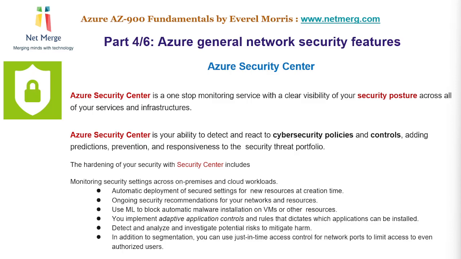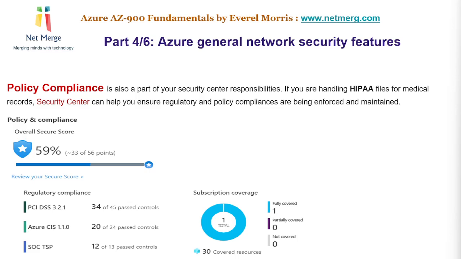You can also use just-in-time access to control network ports to limit access by unauthorized users. If you can limit the time that an authorized person can spend on your particular network, especially your mission critical network, that is also a plus. So you get all these cool features in Azure Security Center. Let's move on and see what else we've got.